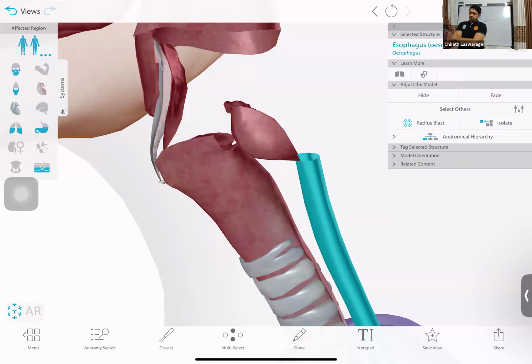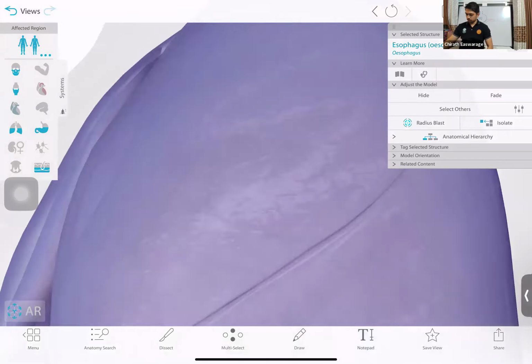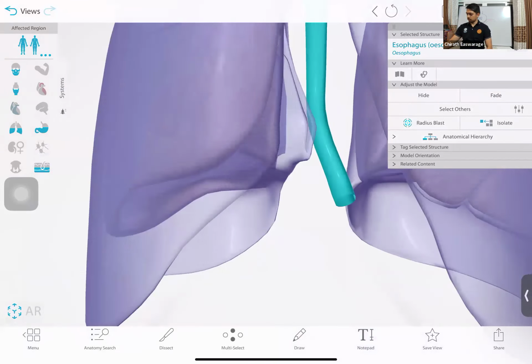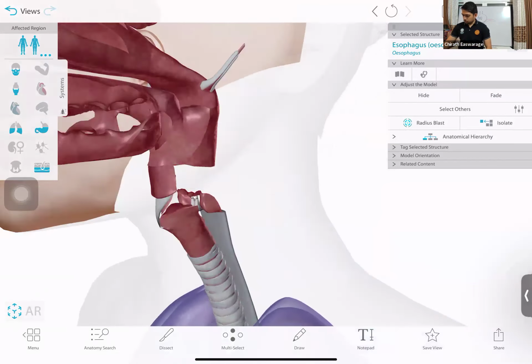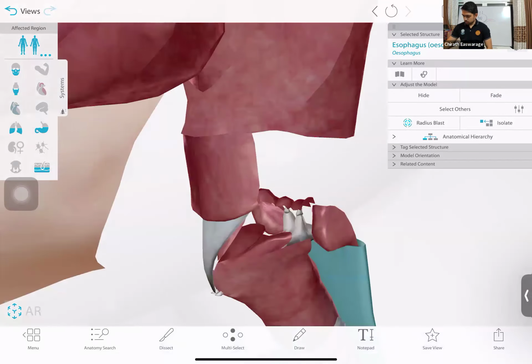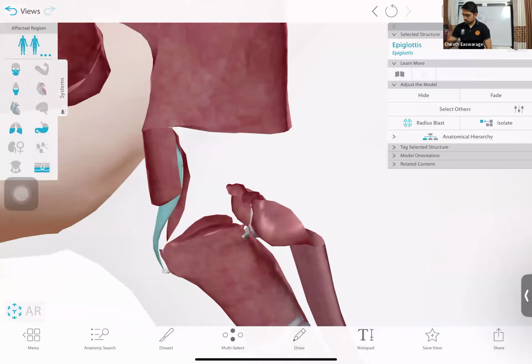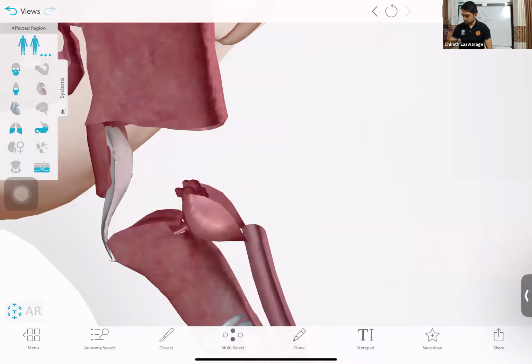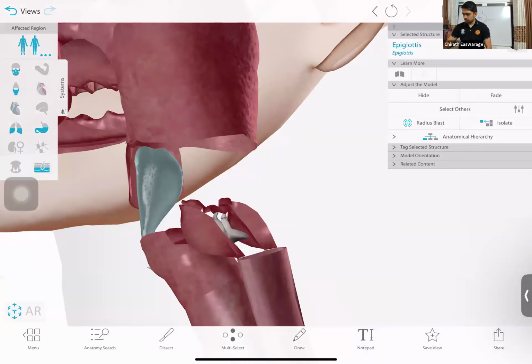So this is your esophagus, right? That's where the food goes into the stomach. It is connected to the stomach, which you can't see. So it goes down here, where the stomach is supposed to be. What I want to show you is this thing called the epiglottis. Can you see this? It's like a leaf. The epiglottis is very important to your survival. You are kept alive by the epiglottis. We'll come to that.